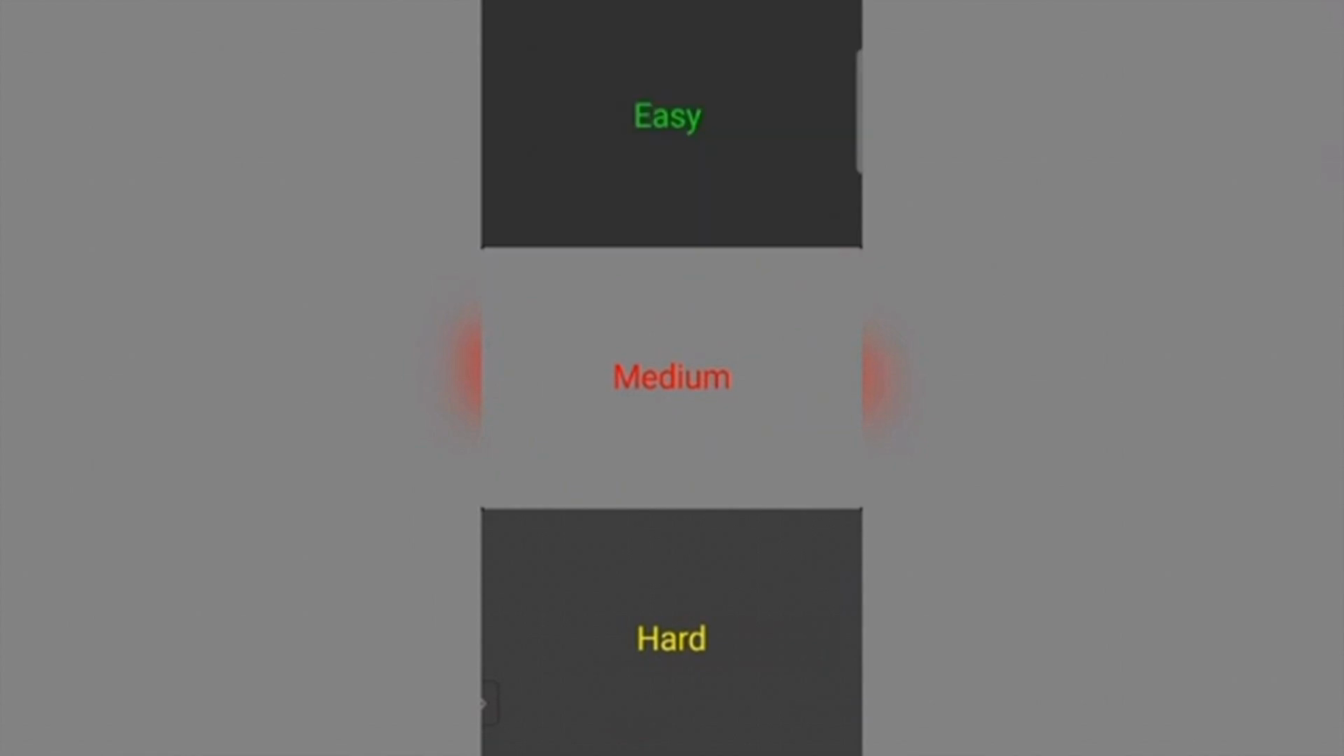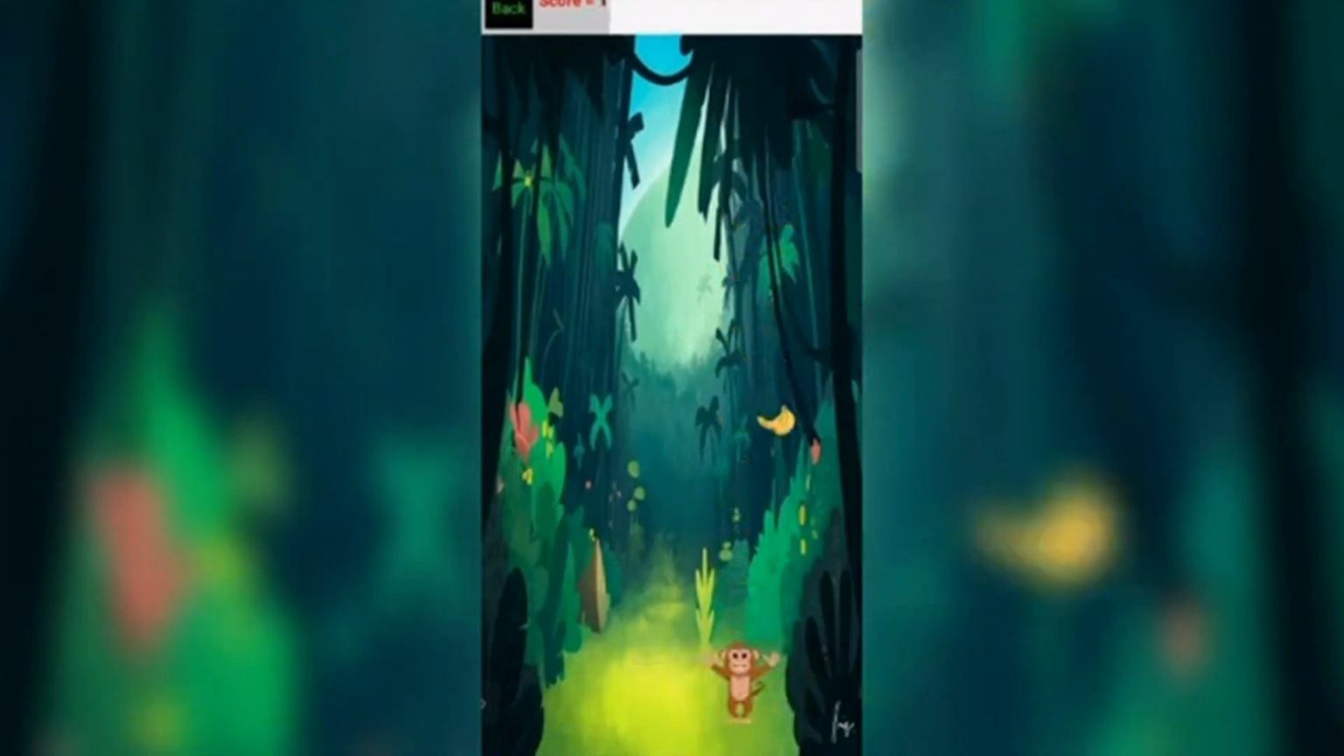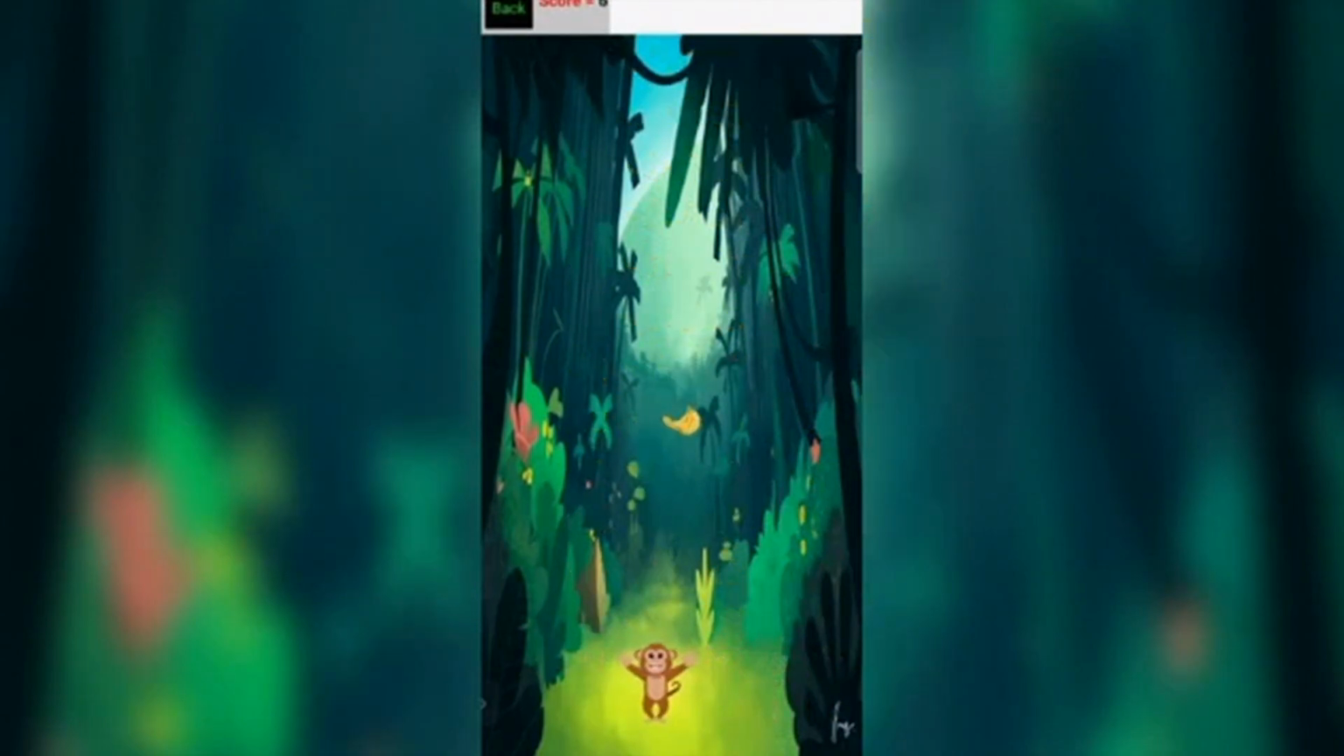Now select any of them. So now you can see a monkey character and bananas falling from the sky from different areas. You can move the monkey to collect the bananas, as the monkey is very hungry. And as you collect bananas, your score will go high.